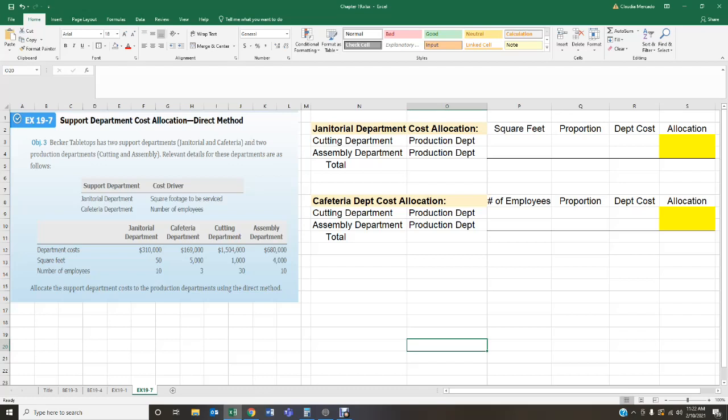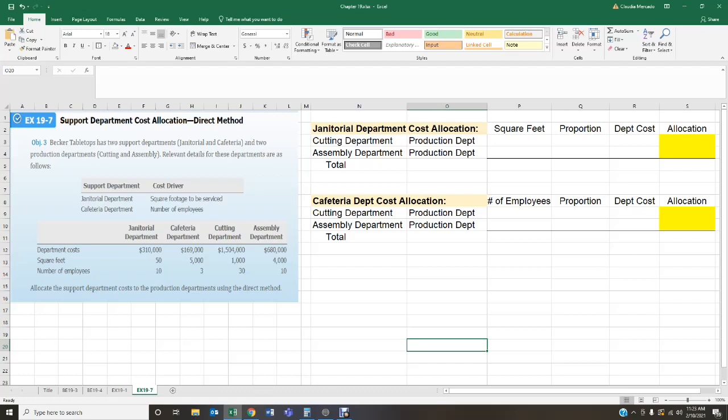We have to allocate the support department costs to the production departments using the direct method. Okay. Now, what are they asking us here? What they're asking us to do is get the support department's costs, which is my janitorial and my cafeteria, and allocate those to my production departments, which is my cutting and my assembly departments. Okay, so my cutting and my assembly departments are the actual departments that manufacture the goods. My support departments support those cutting and assembly departments. So what they're asking us to do is to allocate the support department costs to the production departments respectively.